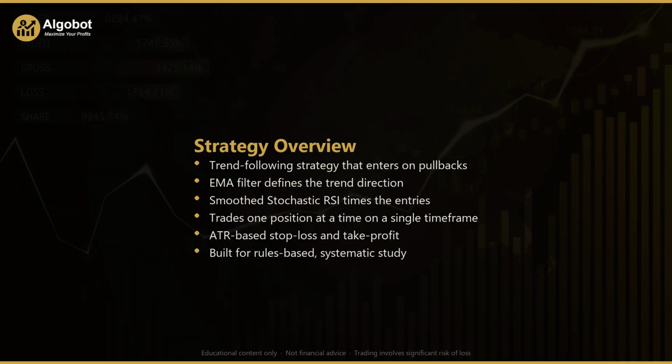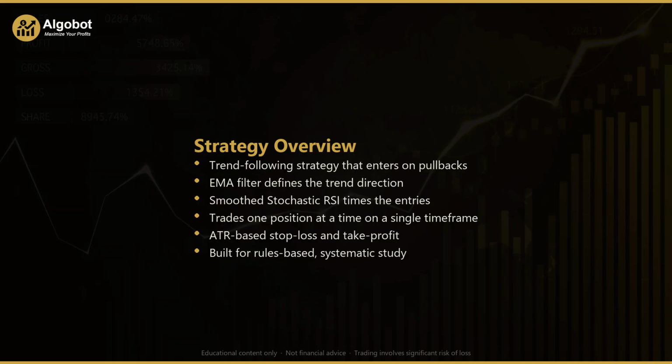First, the strategy decides which direction the market is leaning by looking at an exponential moving average, or EMA, of closing prices. When price is trading above a rising EMA, the environment is treated as an uptrend and only long ideas are considered. When price is below a falling EMA, it's treated as a downtrend and only short ideas are considered. This filter keeps the system aligned with the broader flow of the market.